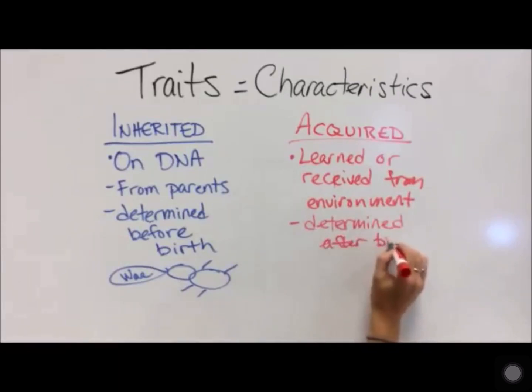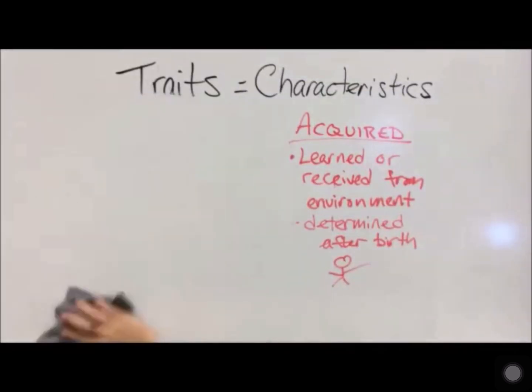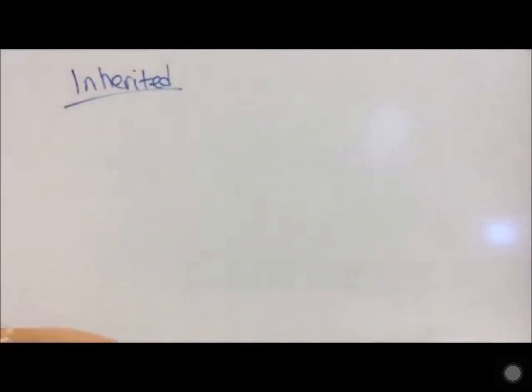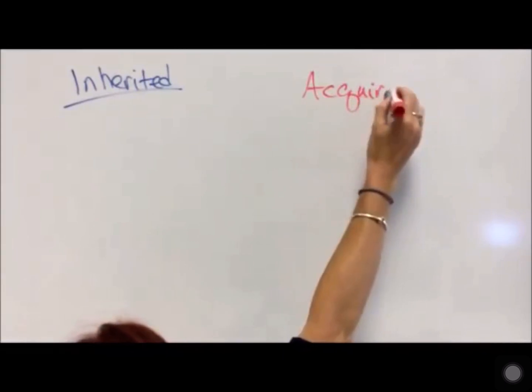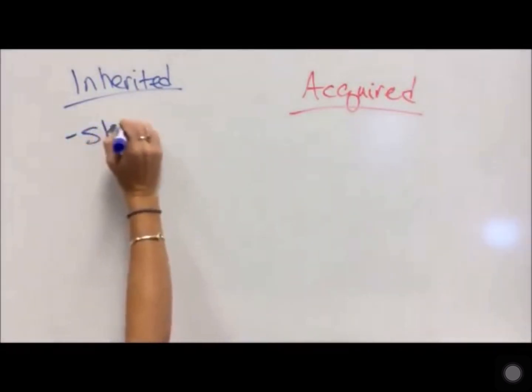So they're determined after you are born. It could be something like a scar that comes from your environment, which is an acquired trait that could be something that really makes you who you are, or something you learn, like how to read. Those things have to be taught to you, they have to happen to you from your environment. This information is not on your DNA. So let's look at a few examples here.